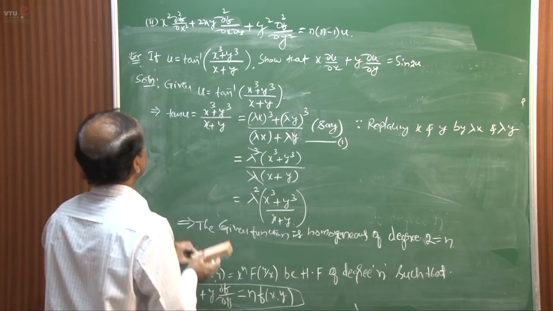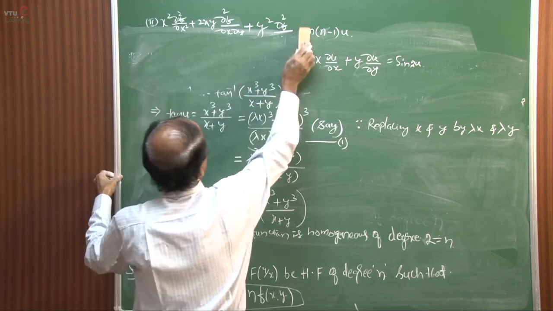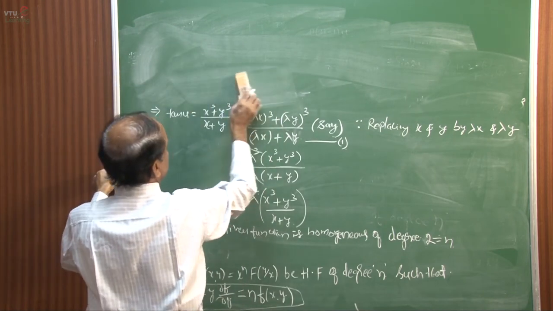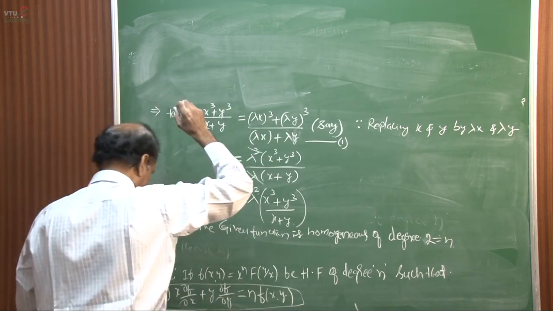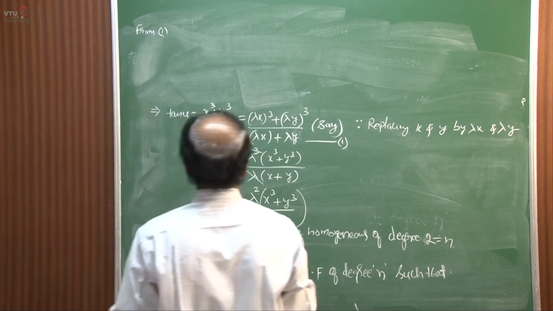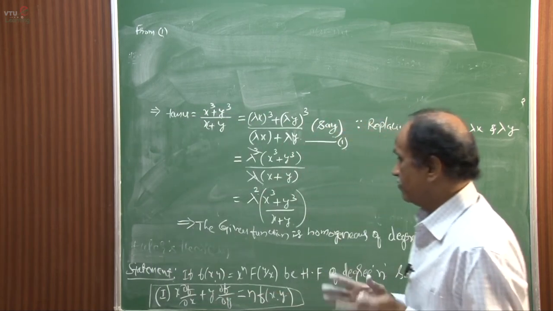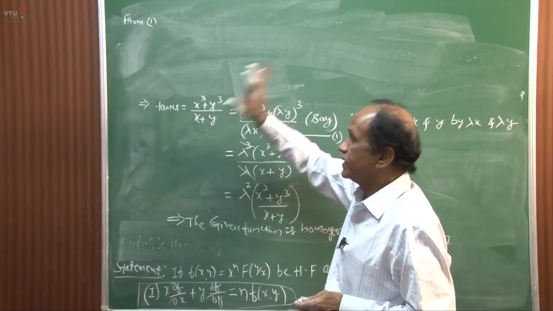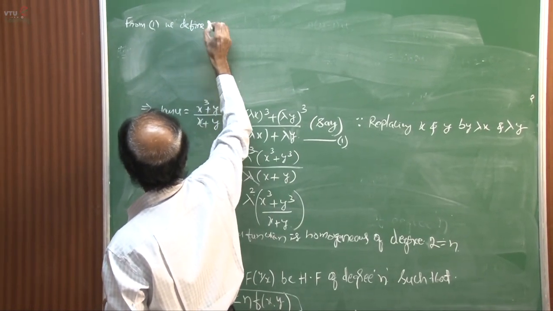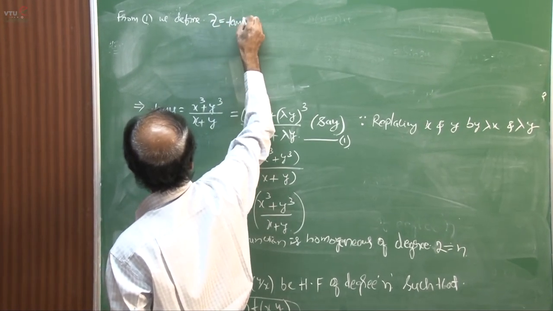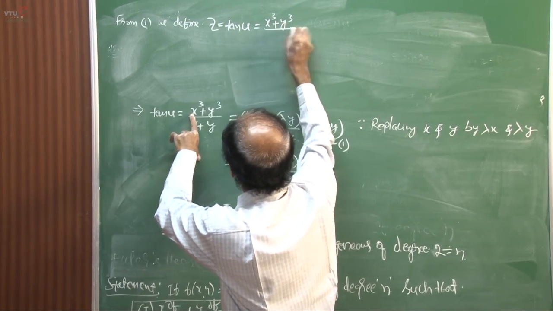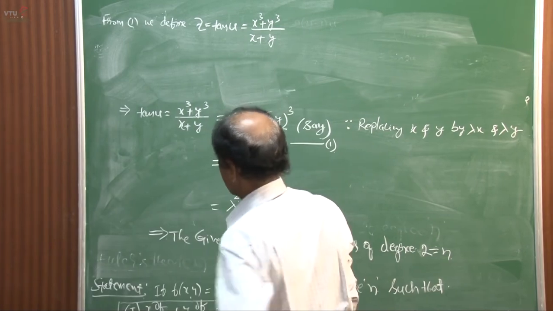Now I will write from equation 1, we consider the function which is rearranged. From equation 1, we define z equal to tan u equal to x cube plus y cube divided by x plus y.